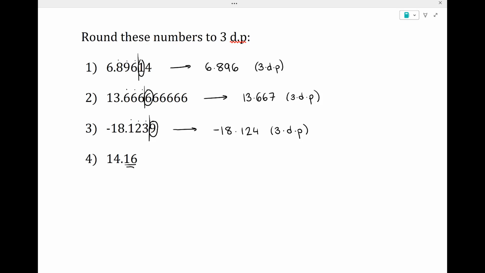Clearly this only has 2 decimal places, but the question states 3 decimal places. So what do we do? Well, in these cases, you just need to add a 0 at the end. You must give an answer to the number of decimal places that is stated in the question. So this becomes 14.160. You must remember to add that 0 in, and you say to 3 decimal places.